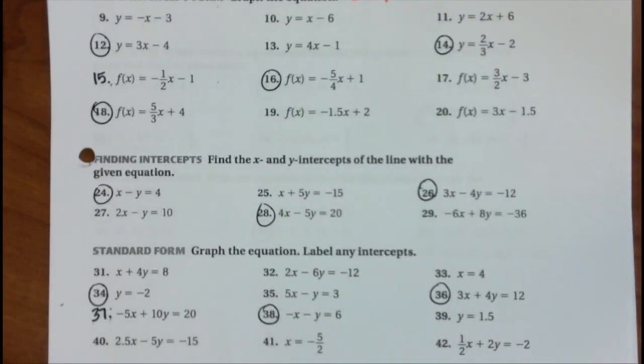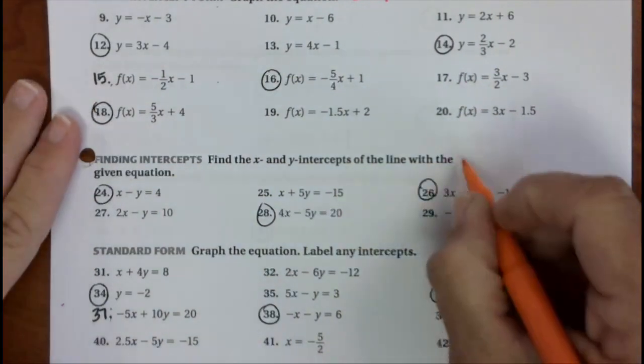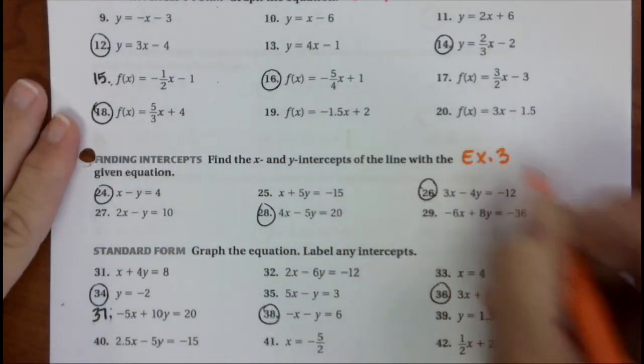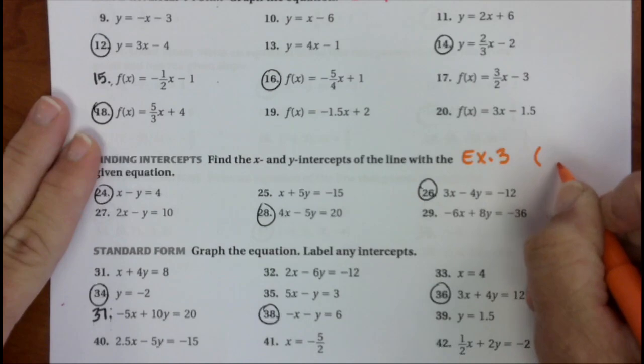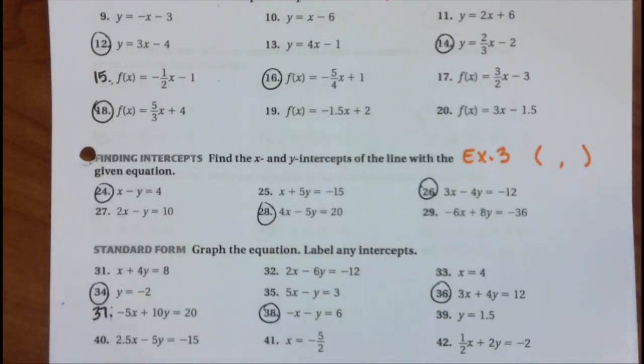24 through 28 says find the x and y intercepts of the line. That's like the ones that we did on that second page. So example 3. Make sure you write them as ordered pairs. Okay? Tell me if it's an x or y intercept, and then write them as an ordered pair.